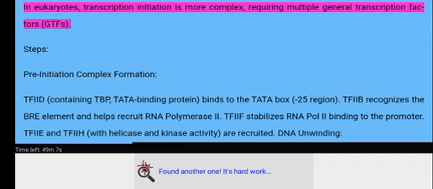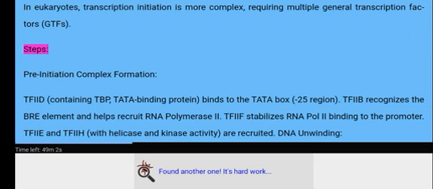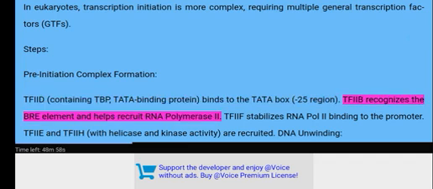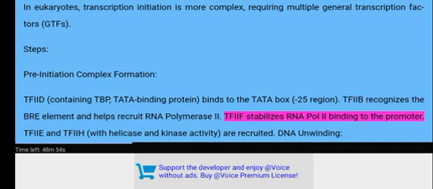In eukaryotes, transcription initiation is more complex, requiring multiple general transcription factors, GTFs. Steps. Pre-initiation complex formation. TFIID, containing TBP, TATA binding protein, binds to the TATA box at the -25 region. TFIIB recognizes the BRE element and helps recruit RNA polymerase II. TFIIF stabilizes RNA pol II binding to the promoter. TFIIE and TFIIH, with helicase and kinase activity, are recruited.